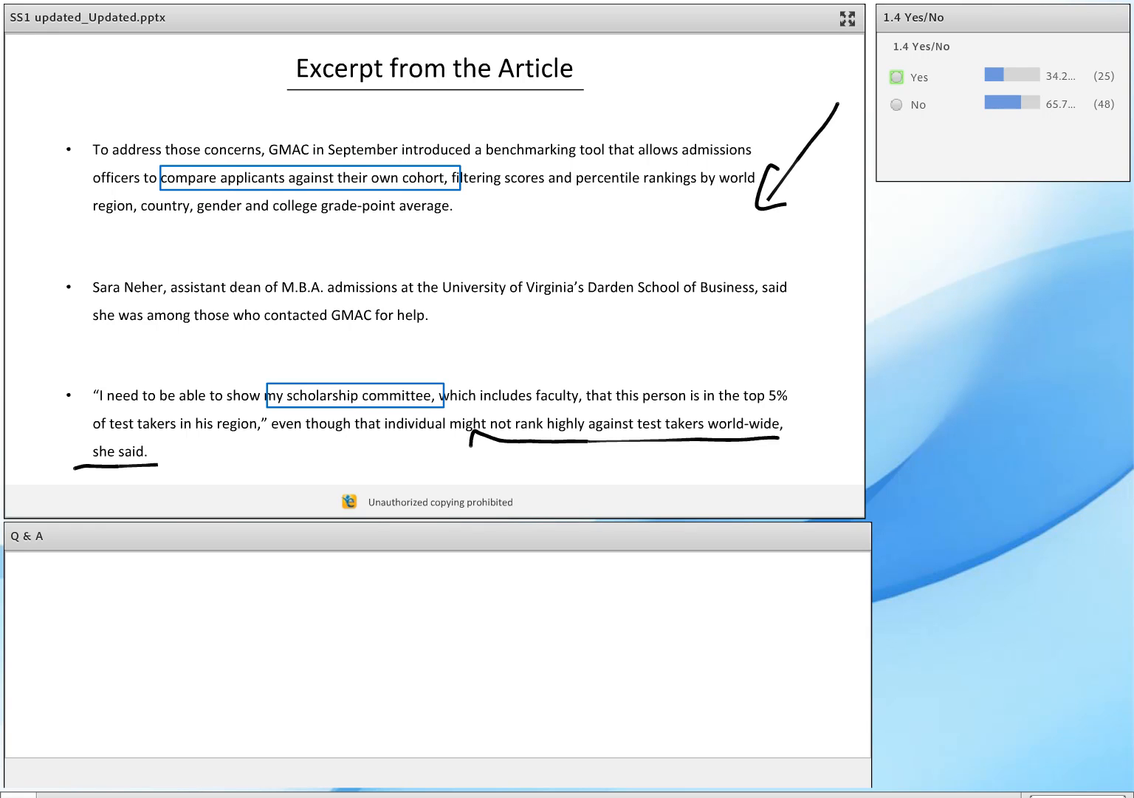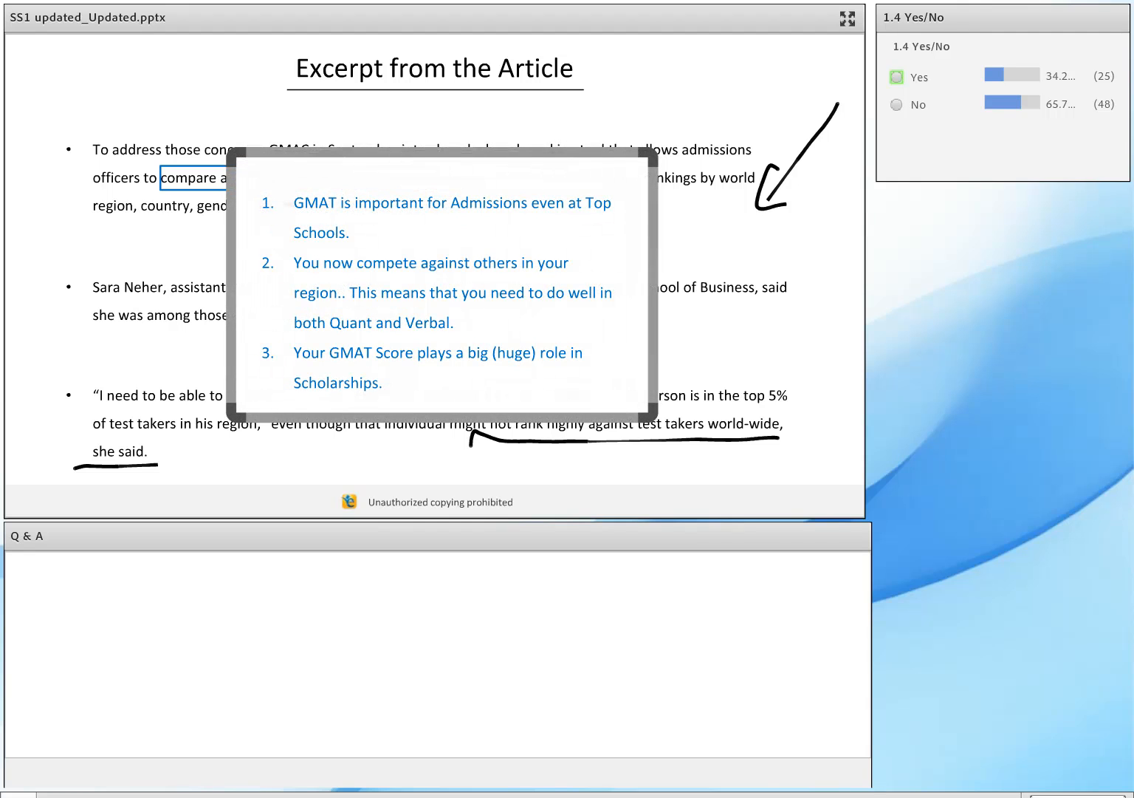So, what are certain things that you really get to know? When it comes to top schools, GMAT's really important for admissions. The second is you now compete against others in your region, which means that you need to excel in both quant and verbal. The third thing, something that we already knew, but in 2014 it was said for the first time, is that when it comes to scholarships, your GMAT score plays a huge role. It's actually one of the two determinants when it comes to scholarships.